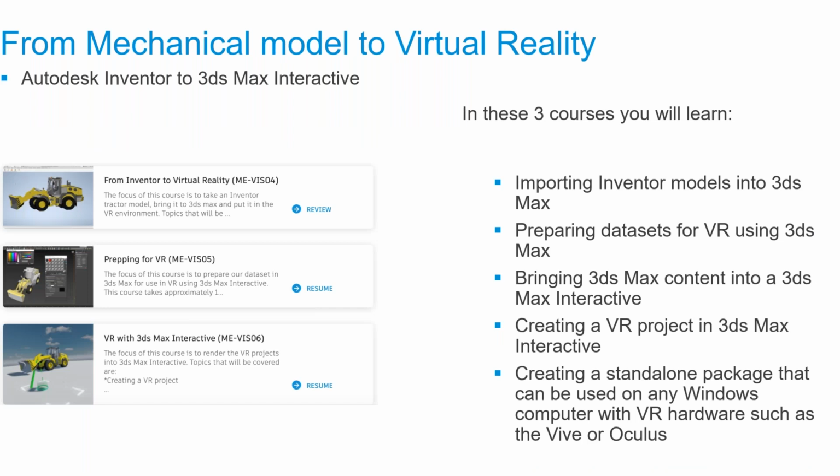So the course itself is broken up into 3 parts. Taking what you have from Inventor into 3ds Max, and then in 3ds Max, you're going to see how to prepare it for 3ds Max Interactive. 3ds Max Interactive is a feature of 3ds Max. It's a separate program, but it does come with 3ds Max, and essentially it's a game engine. That is what is used these days to create not only virtual reality content, but any kind of interactive content. Essentially, VR is a game, so anything that you can do in a game, you can use to help present your products.